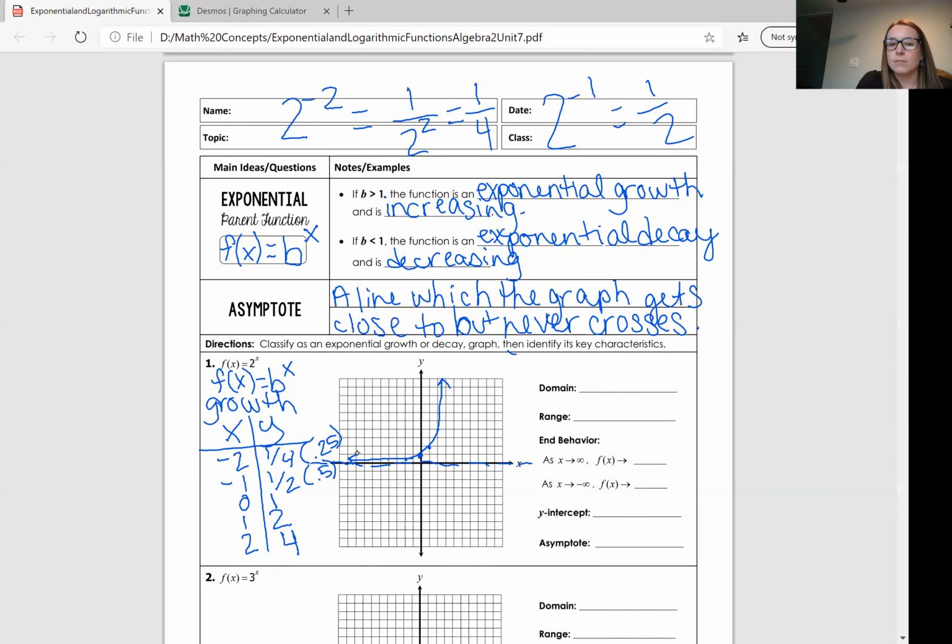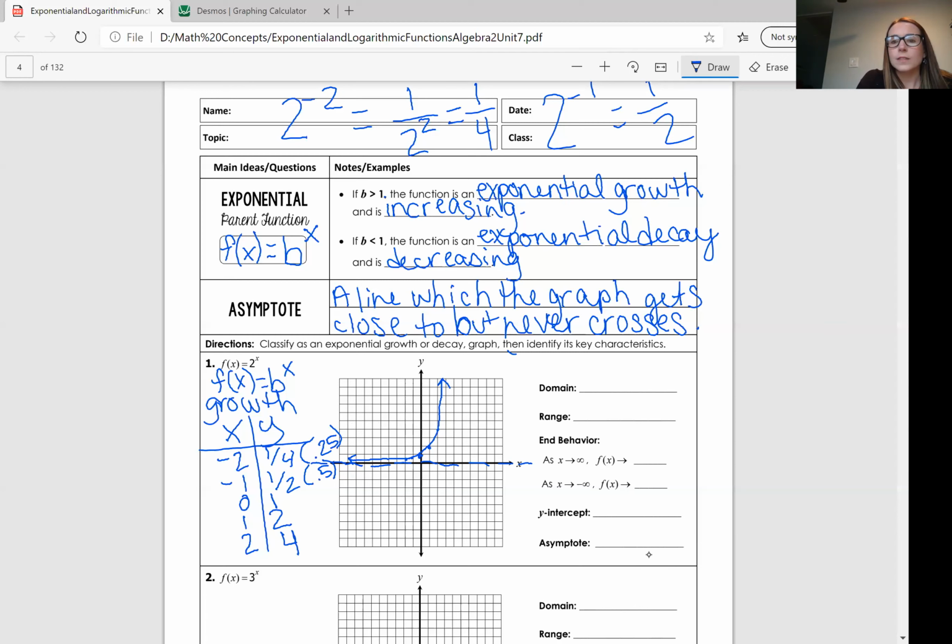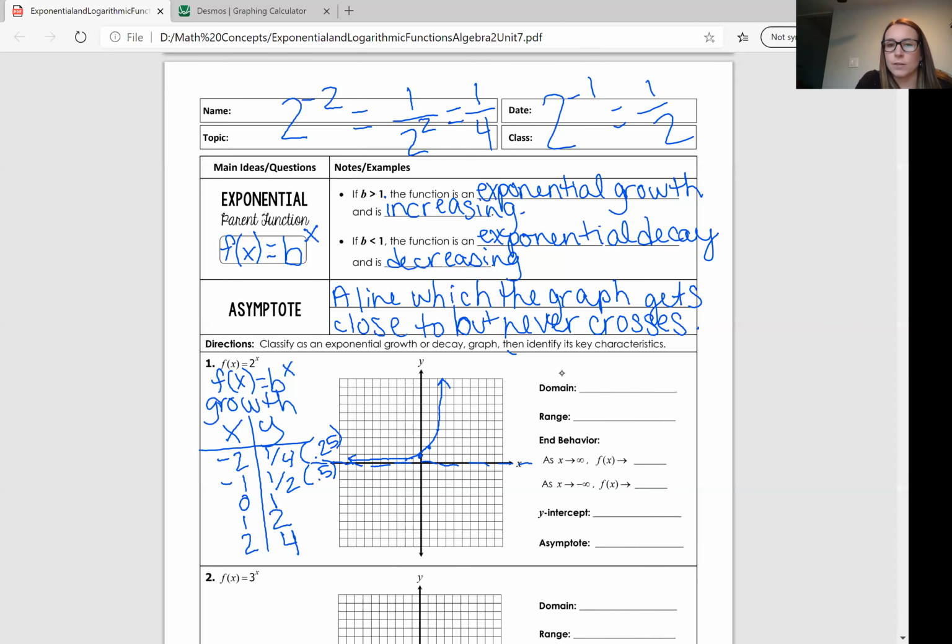So now for domain and range, end behavior, y-intercept, and asymptote. So the domain are all of your x values. So if you don't know that, you can put it up there, range, y values. And forgive me if you've already learned all this stuff. I'm just coming back, so it won't hurt to relearn some of these things.